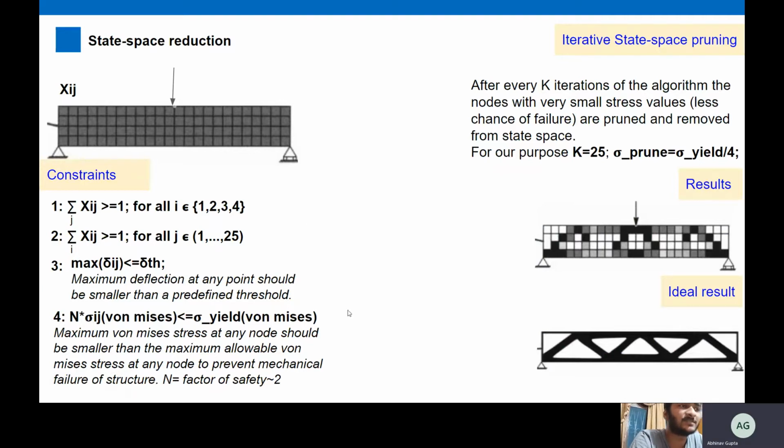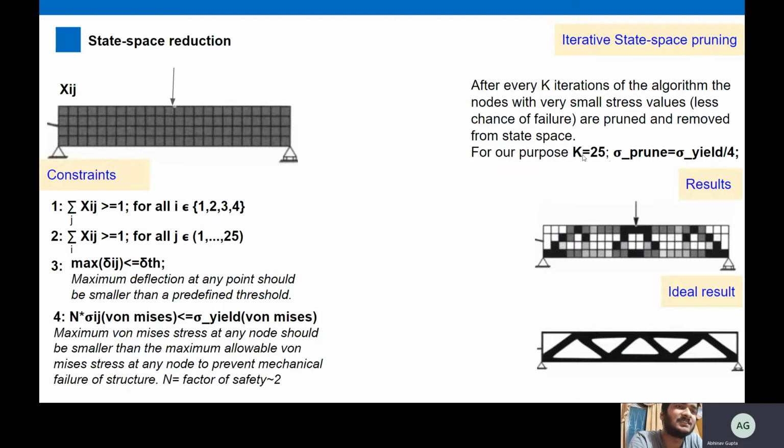Now, even after applying these many constraints, our search space is still huge. We want to further minimize our search space so that our algorithm converges faster. So what we came up with is iterative state space pruning. After every k iterations of our algorithm, the nodes with very small stress values, where the chances of failure are very less, are automatically pruned and removed from our state space. For our purposes, the value of k is 25 iterations, and the stress where the pruning will occur is equal to sigma yield by 4.